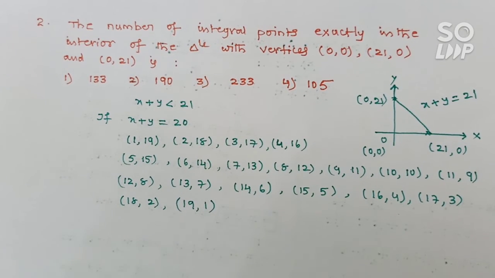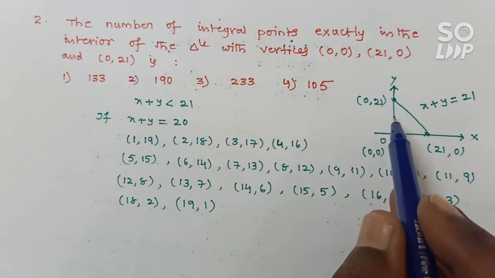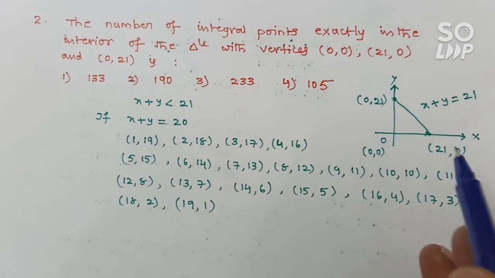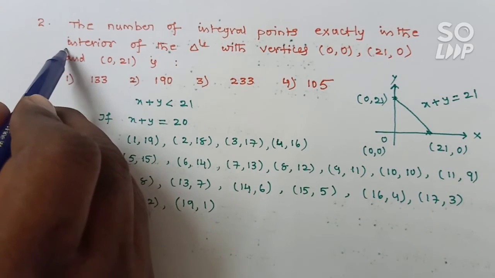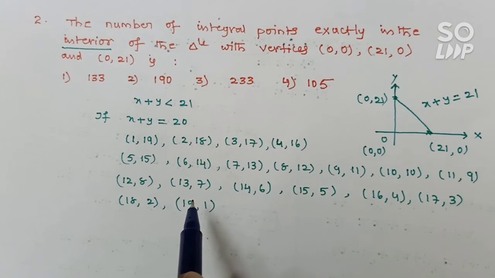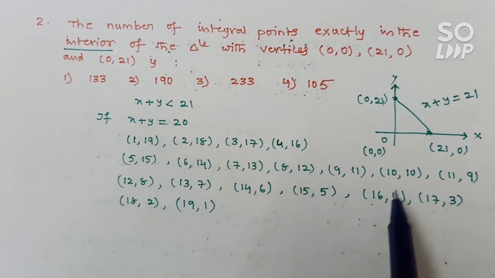So you only have to take up to this one. Neither the x coordinate nor the y coordinate should be 0, because if you take x coordinate as 0, all the points will lie on this side, which is the y-axis, one side of the triangle. So those points lie on the triangle, but clearly we need points in the interior of the triangle, so other than 0 we should consider. So totally how many points are there?